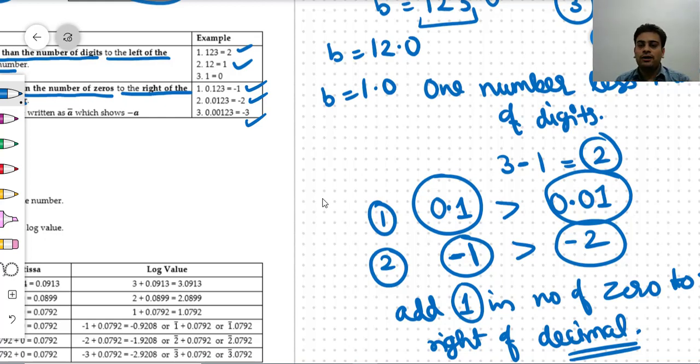So in the first case, if your number of zeros is 0, your characteristic will be -1. If your number of zeros after the decimal is 1, it will be -2. If your number of zeros after the decimal is 2, your characteristic will be -3. Clear? So the characteristic part is clear?